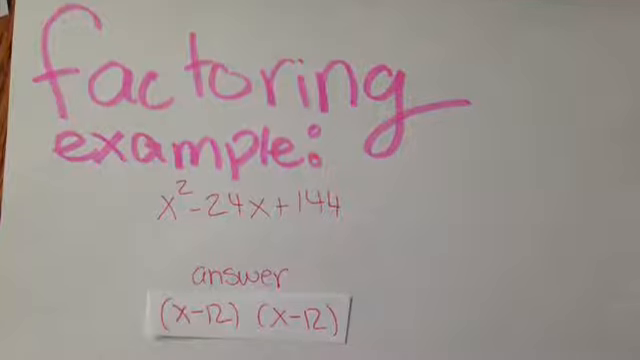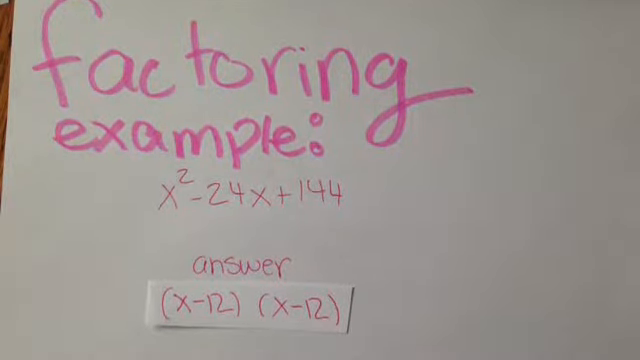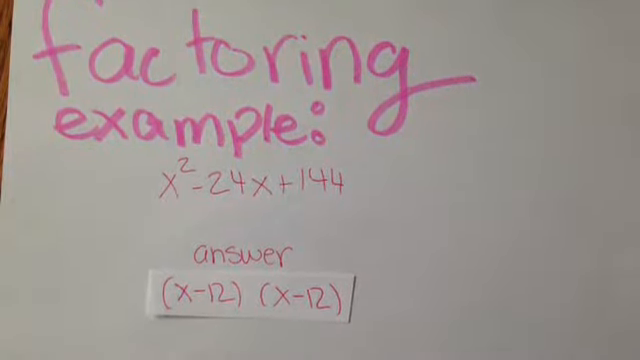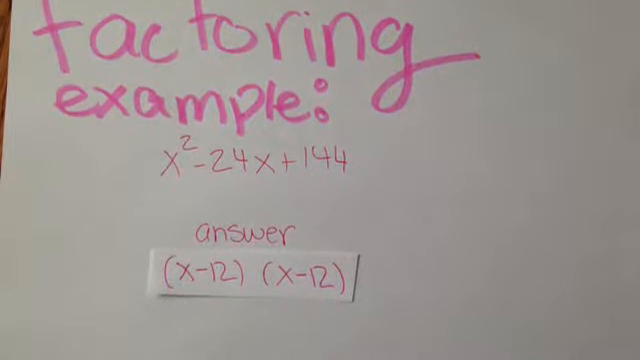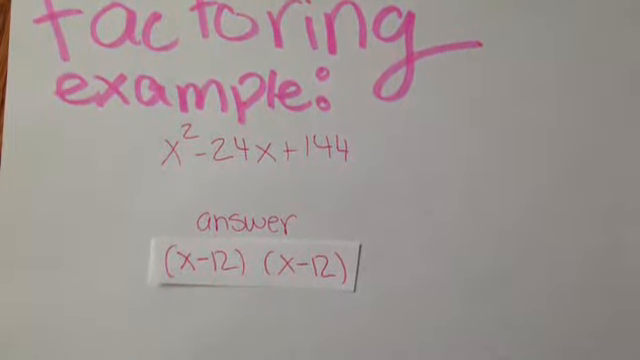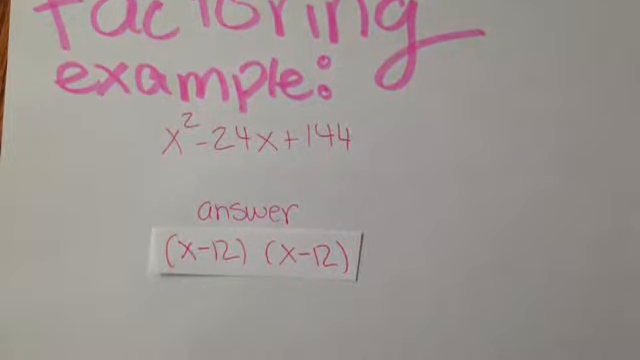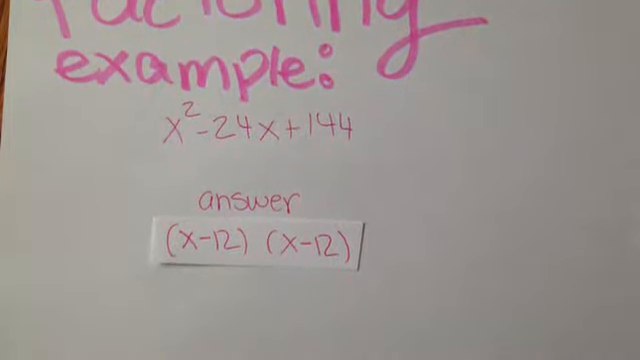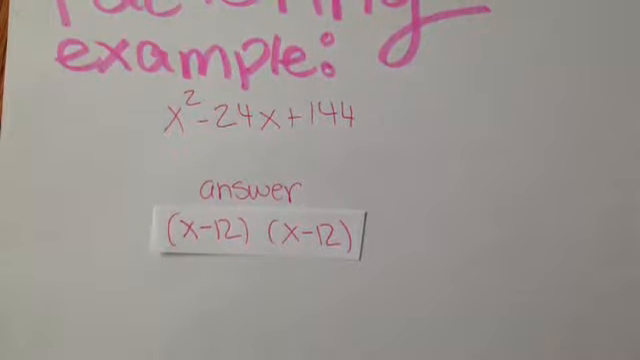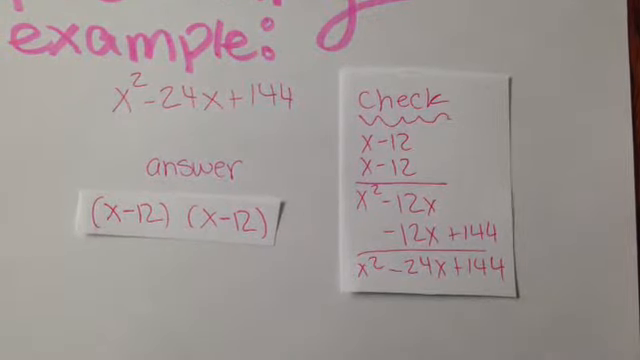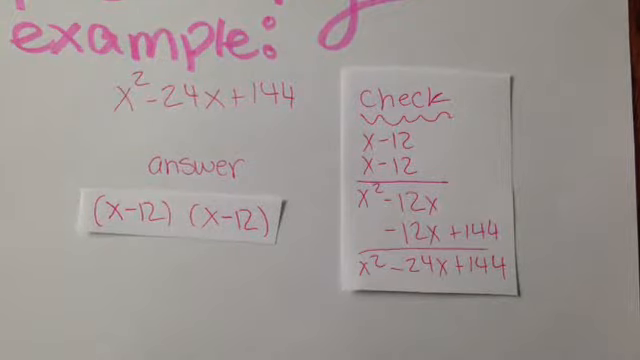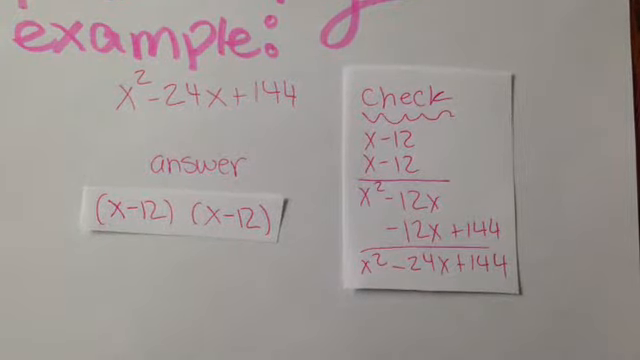Therefore, your factors of x squared minus 24x plus 144 are (x minus 12) and (x minus 12). Or simplified, you can write it as (x minus 12) squared. You can check your answers by multiplying your factors to see whether you receive the same equation that you started with.